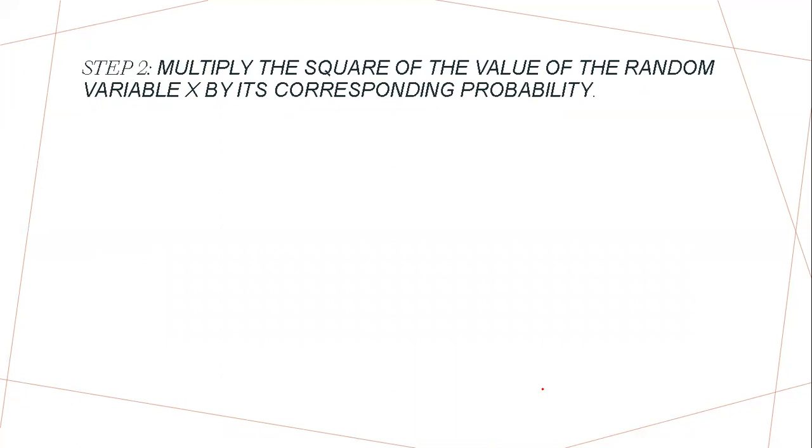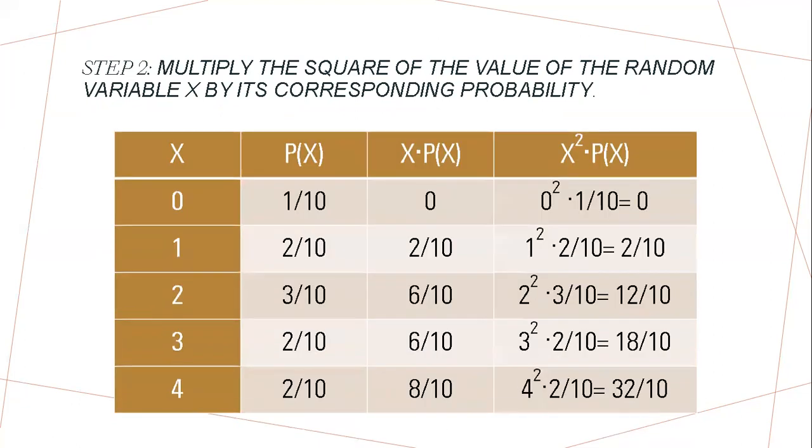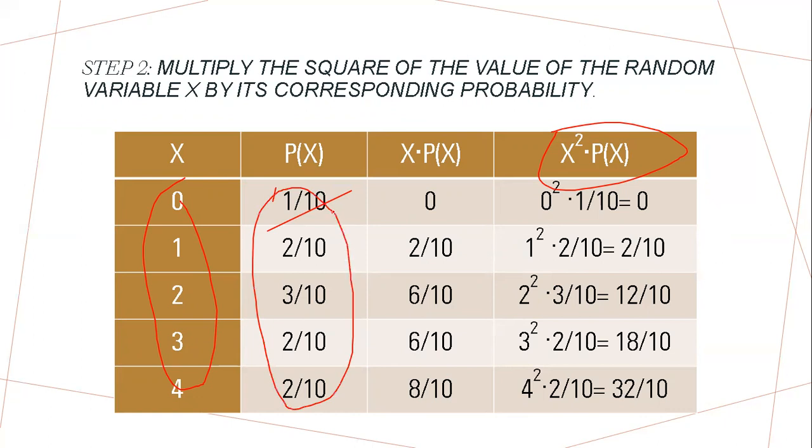Multiply the square of the value of the random variable x by its corresponding probability. Ayan na. Ito guys. Kung kanina, papansin nyo, iba yung pang-apat natin. Pang-apat na column natin guys, naka-squared yung mga x, then i-multiply natin sa probability. Ibig sabihin, i-squared natin to lahat bago natin i-multiply sa saan? Sa probability. So, squared muna natin siya lahat, no? Para then we're going to multiply. Okay, then i-multiply natin sa ating probability.